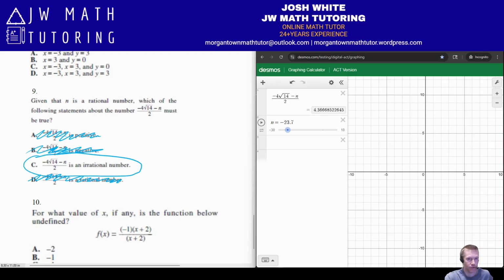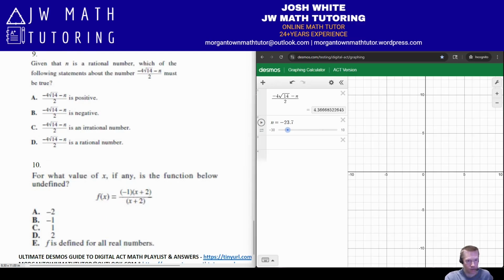Also, it's going to be letter C because of this square root 14, which is an irrational number. But if you didn't know that, this is how you could quickly and easily use a slider along with process of elimination to eliminate or narrow out the three incorrect answers.